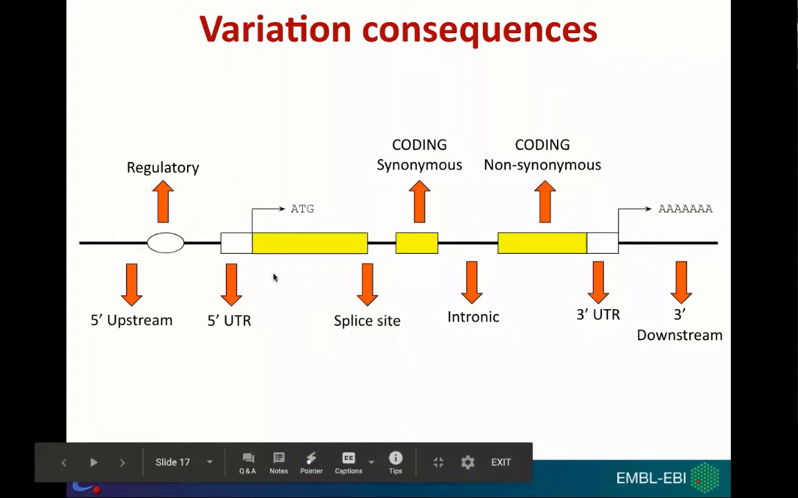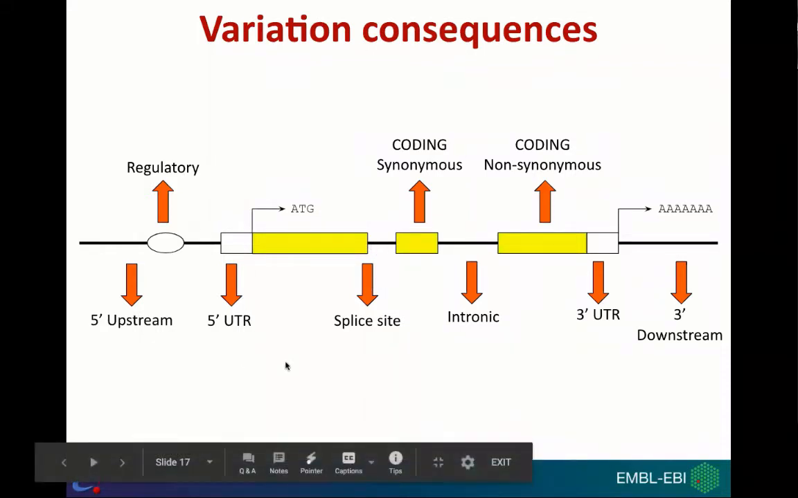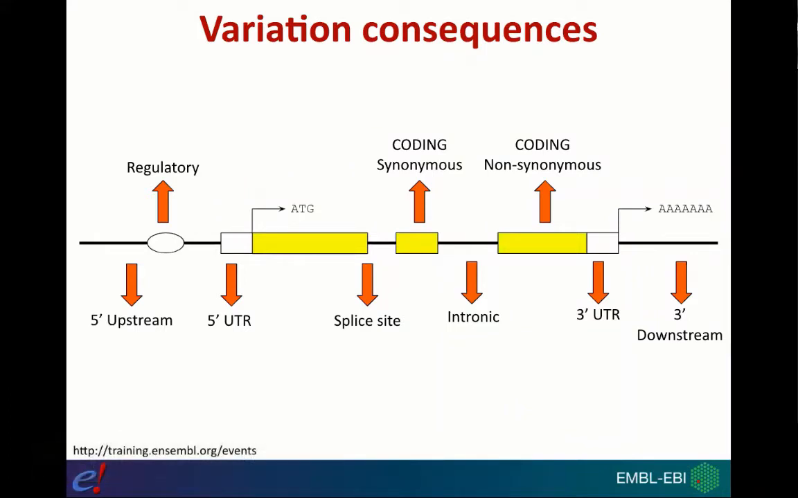Then we can think about a variant that might fall within the gene, but not within the coding region. So it might fall in a UTR region, or in a splice site, or even in the intron. So these variants, again, don't directly affect the protein structure and function, but they might affect the mRNA stability, the splicing, translational efficiency, and other factors that might lead to a change in the expression of the protein level.